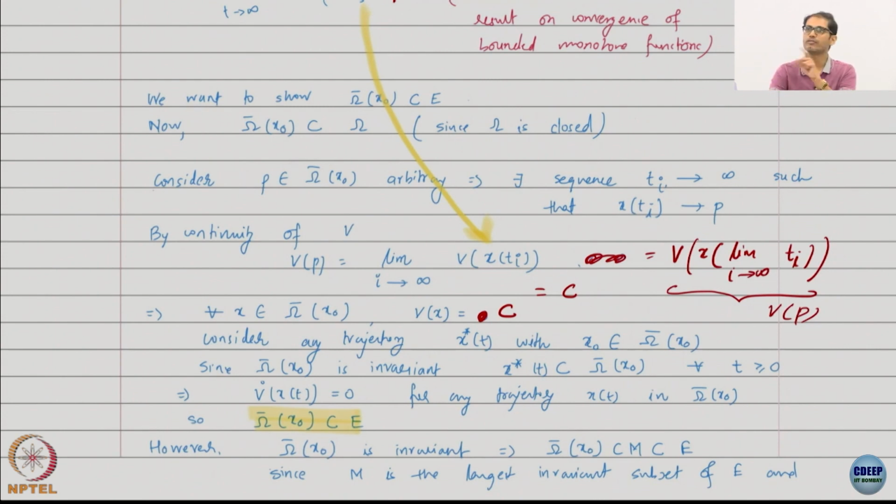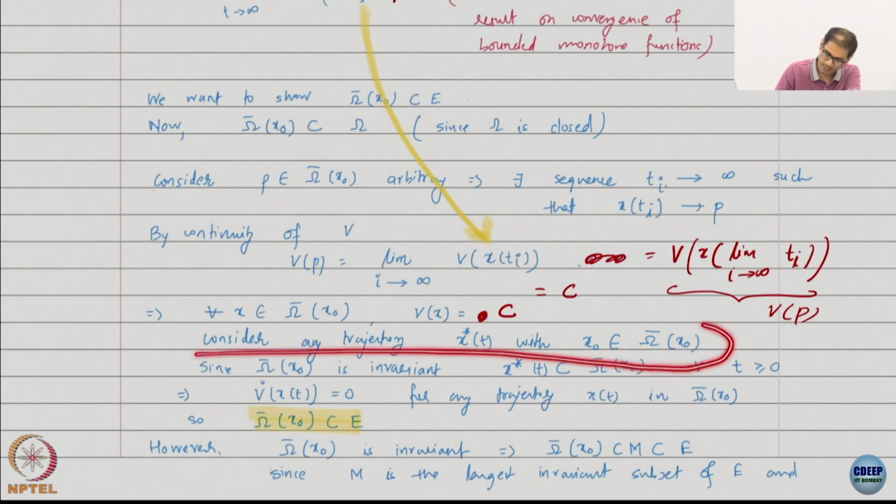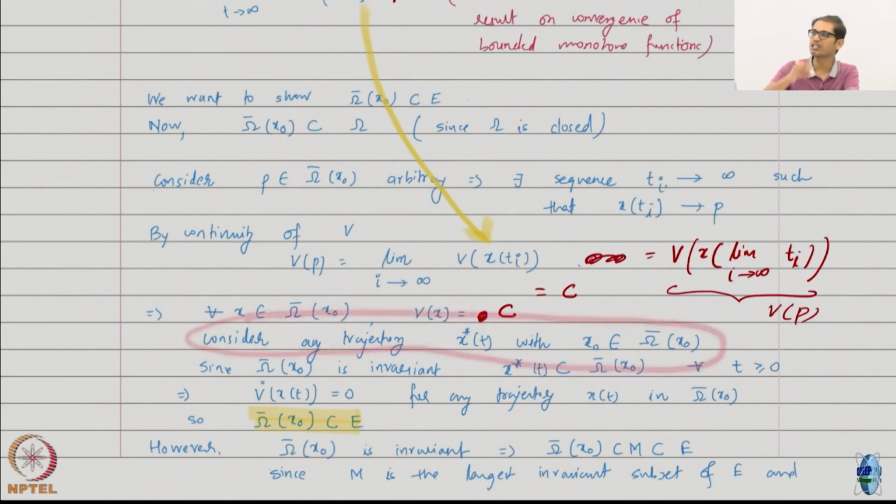So what have I proved? That v is a constant function in omega bar. In the set omega bar, v is a constant function, v does not change. Is this clear? Because I took an arbitrary p from that, and I used the definition, and I used moving limits inside and outside using continuity of v, I proved that v of p is exactly a constant and the same constant. So v does not change in omega bar. So if I take a trajectory starting in this guy, consider a trajectory with initial condition in the limit set.